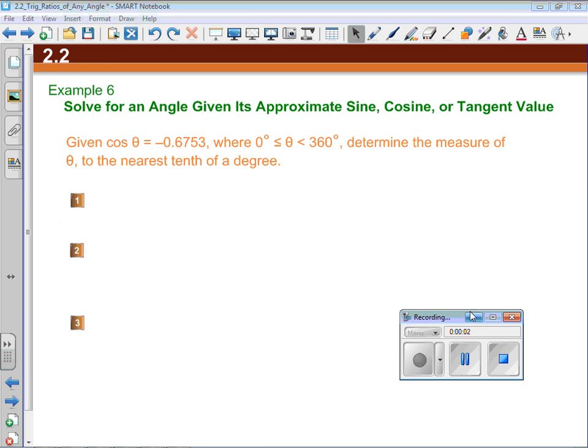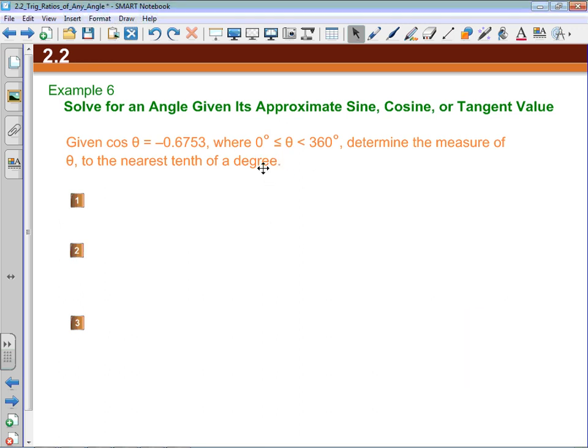Example 6 in 2.2 from Math 20-1 is very similar to example 5, except it has a little twist where it wants us to round to the nearest tenth of a degree. Students typically like these questions because it means we get to use our calculator much more than we would have to using our special triangles.